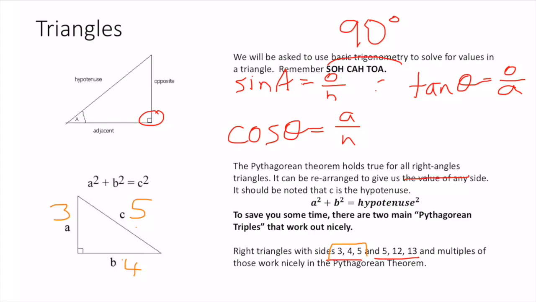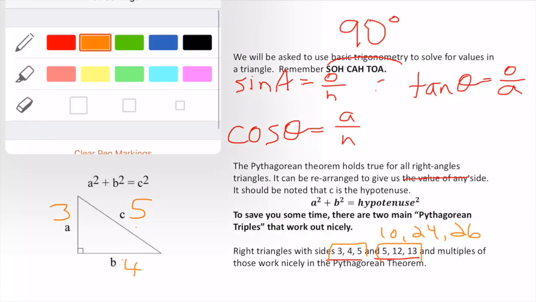Another one like that is 5, 12, and 13, or any multiple of that. So it could be 10, 24, 26. If you can't recognize them, it's not a big deal. Don't worry about it. You just have to do a quick Pythagorean theorem, but if you can see it, it'll save you a couple seconds.